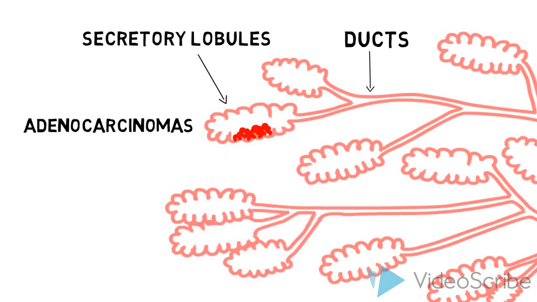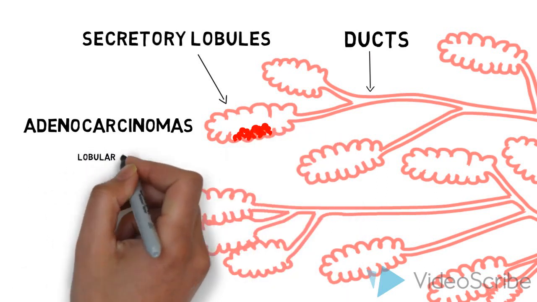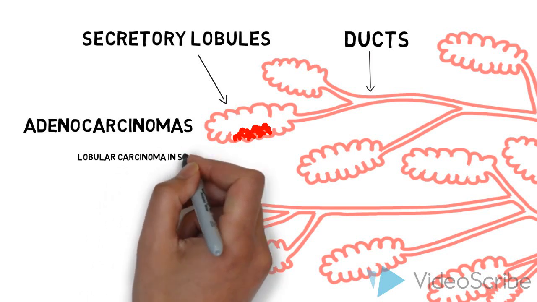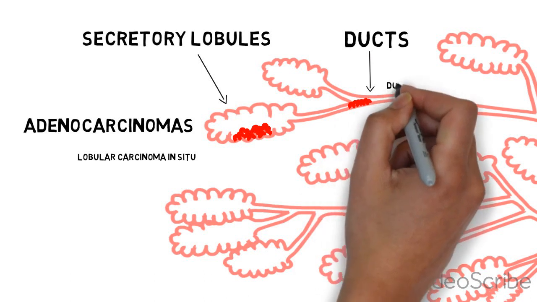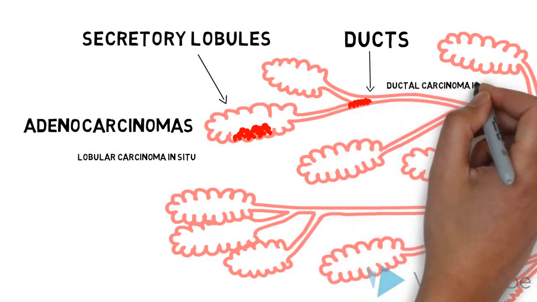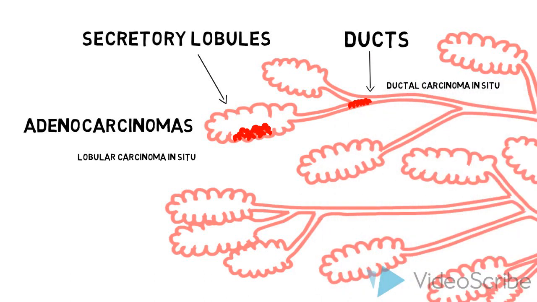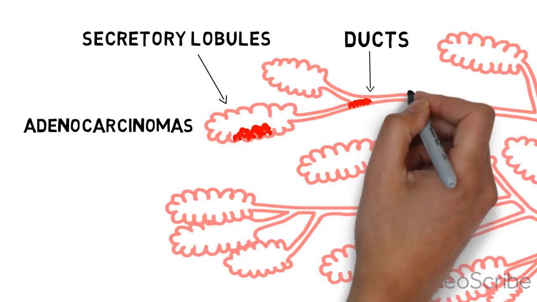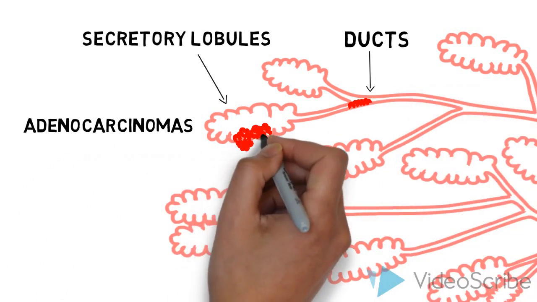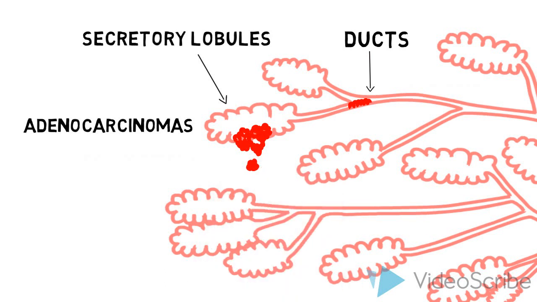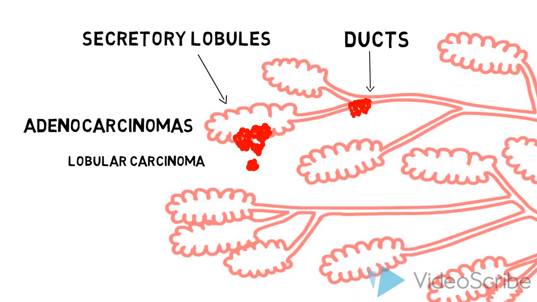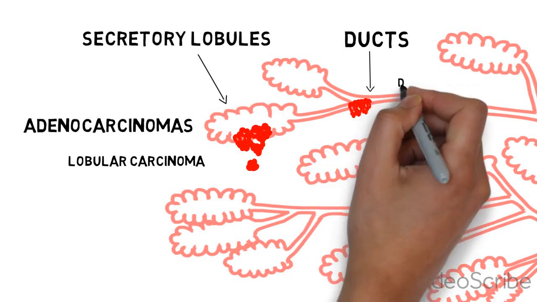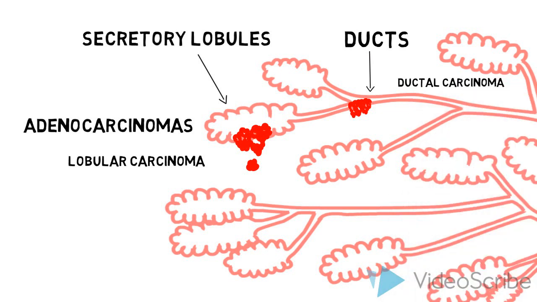High-grade dysplasia in the lobules is known as lobular carcinoma in situ. And similarly, in the ducts, it is called ductal carcinoma in situ. Similarly, invasive carcinomas that develop in the lobules are termed lobular carcinomas. Also, invasive carcinomas that develop within the ducts are termed ductal carcinomas.